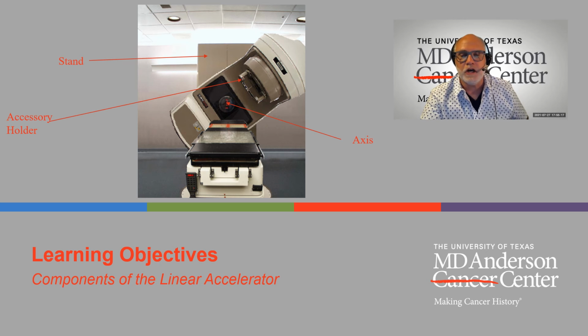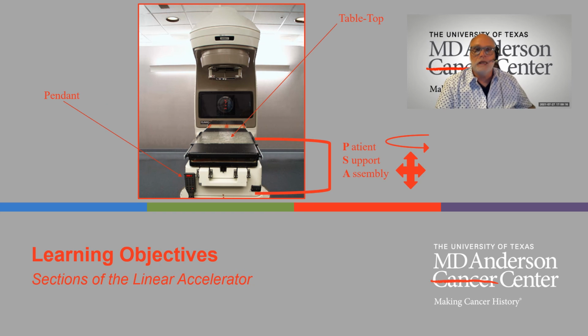Directly inferior to the collimator is the accessory holder. This device can be removed when necessary. In this photo, you can see the pendant. This allows the radiation therapist to control the equipment and move it into the position that is optimum for treatment.